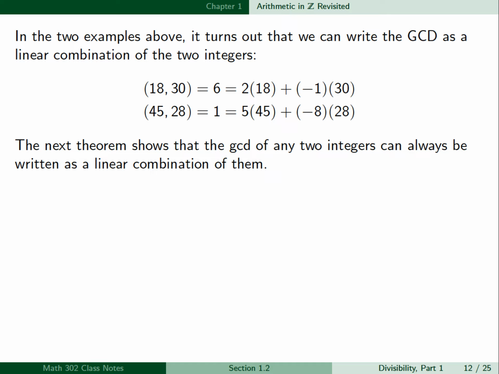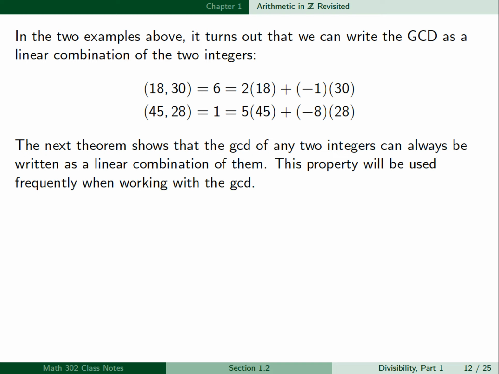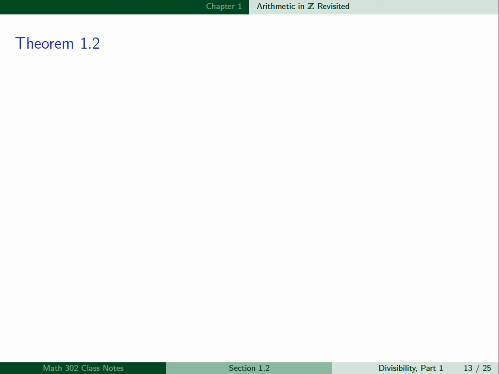Now the next theorem shows that the GCD of any two integers can always be written as a linear combination of them, so this is not a surprise. And this property will be used frequently when working with the GCD. So this is theorem 1.2.